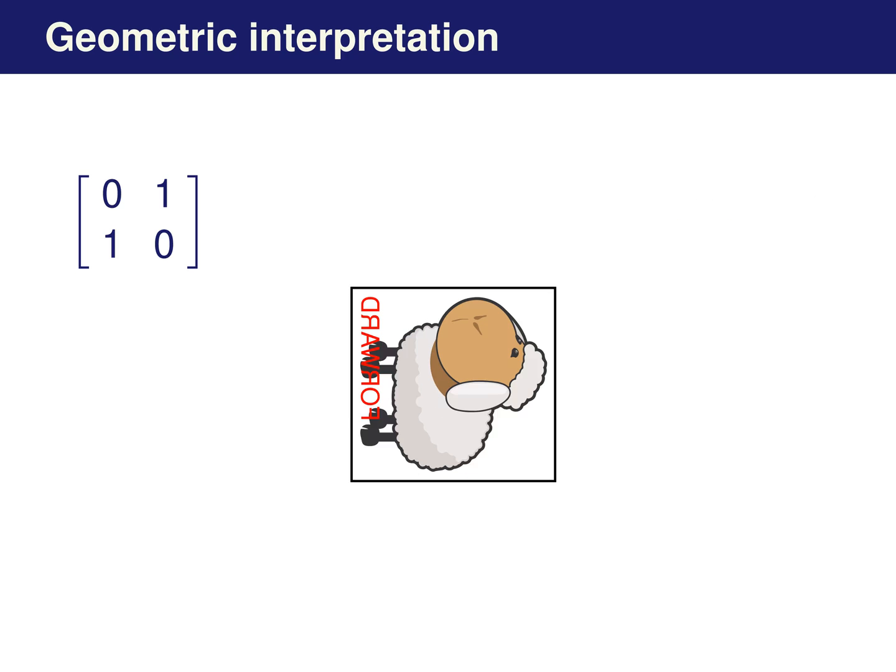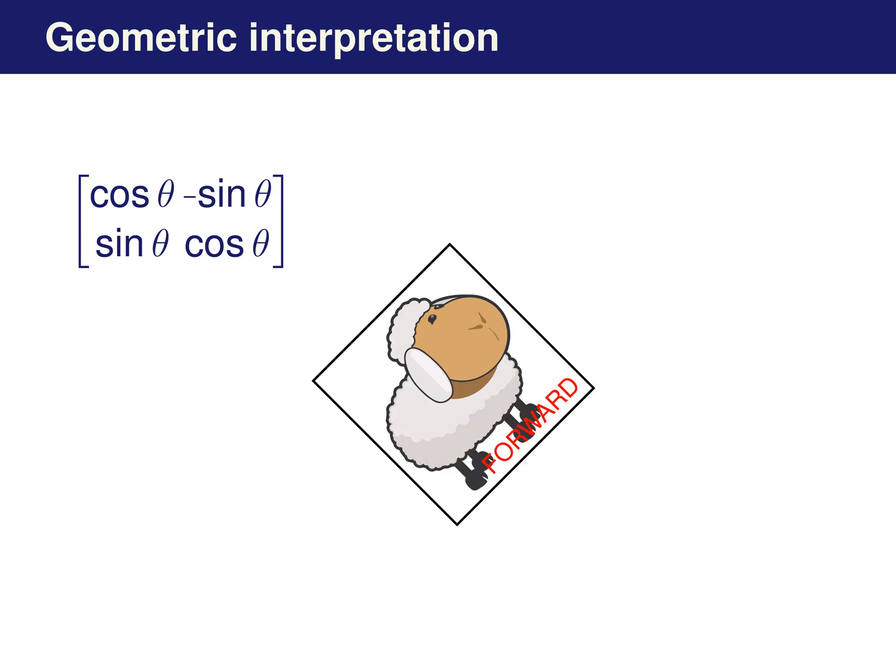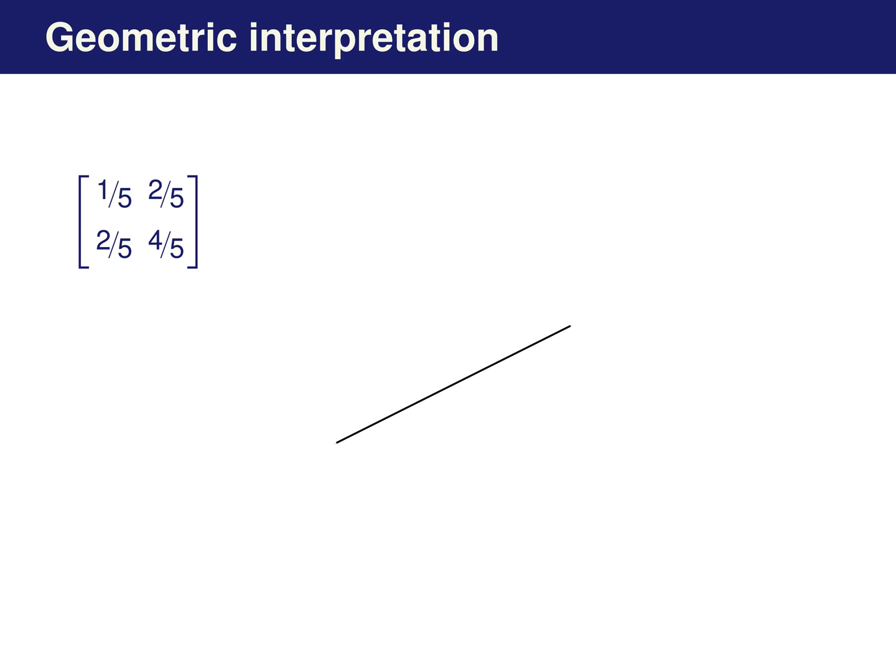The permutation matrix reflects the sheep about the line x equals y. The orientation of the axis changes but the area is otherwise constant. The determinant is -1. A rotation matrix does nothing to the area or the orientation. Its determinant is 1. The projection matrix squashes the sheep into one dimension. The determinant is 0. A zero determinant indicates that the matrix is singular. We will return to this idea later.